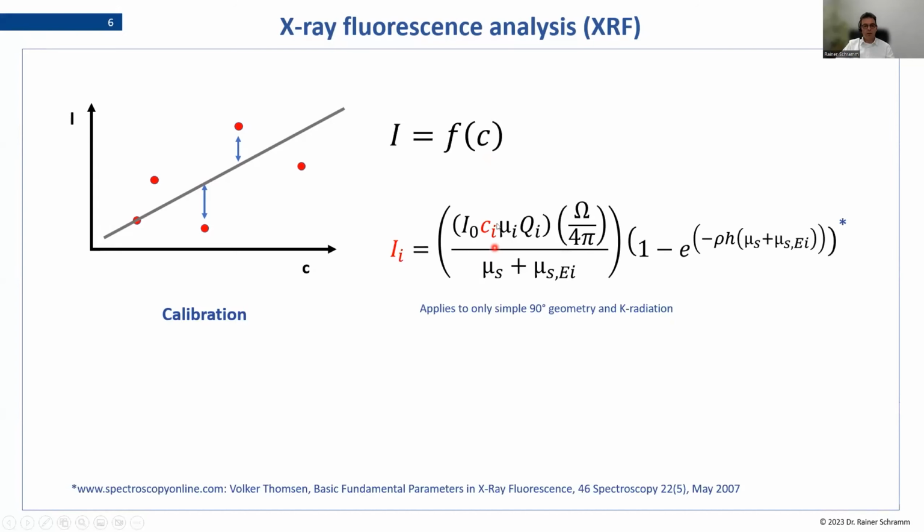You see that the concentration and the intensity are in this formula. This is the concentration of the element we are looking at, and this is the corresponding intensity. The formula describes the relationship in between. This formula is taken from a publication by Volker Thomsen, who did a really good job describing these fundamental parameters, the theoretical description of X-ray fluorescence. If you want to go a bit deeper into it, I really recommend that article.